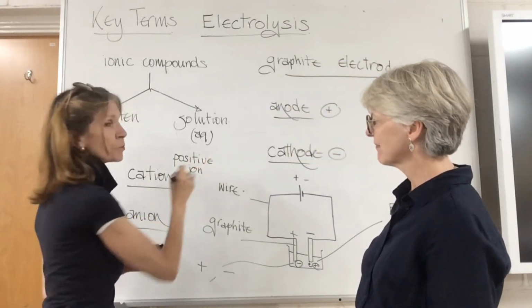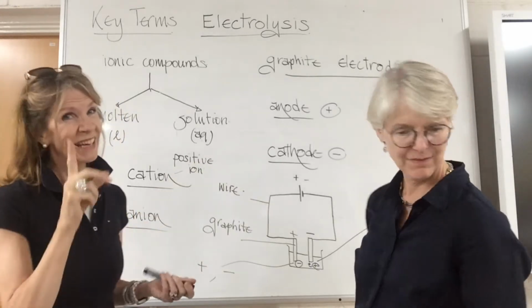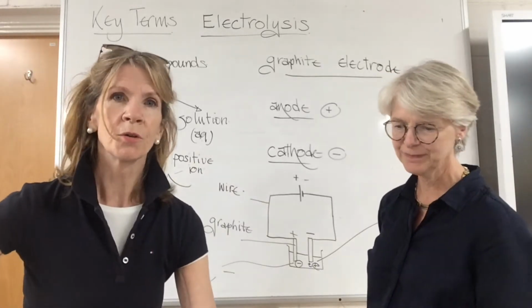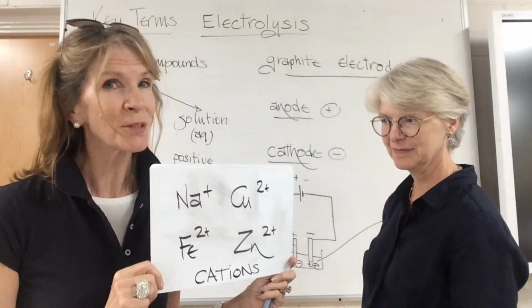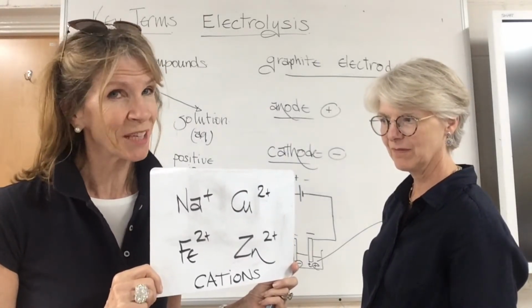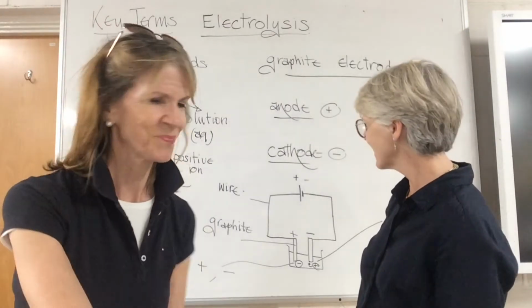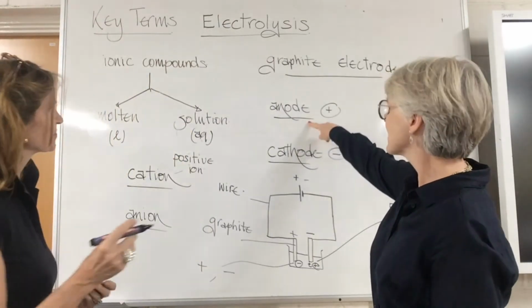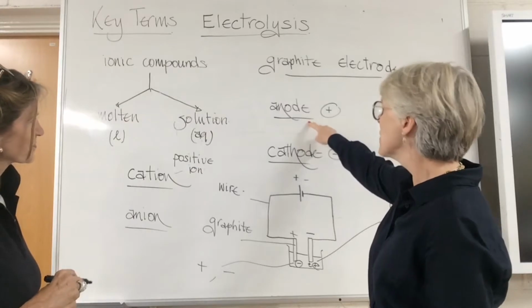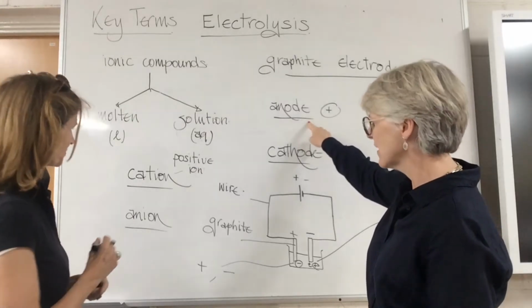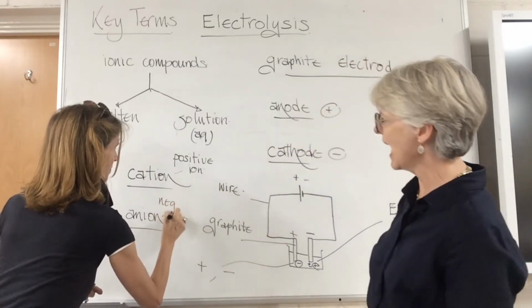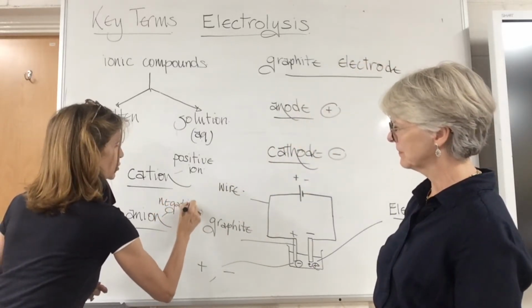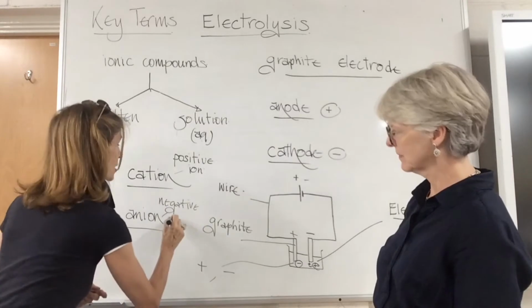I think I prepared a board earlier. Have you? With positive ions on. Lovely. Here's a list of cations, and they're all going to be attracted to that cathode. It's very attractive. And the anode, that's the positive electrode, will attract the negative ions. So the negative ions are the anions. So the anions go to the anode. So the negative ions, so opposite charges attract.